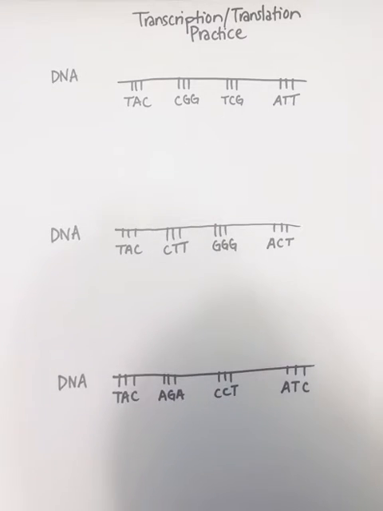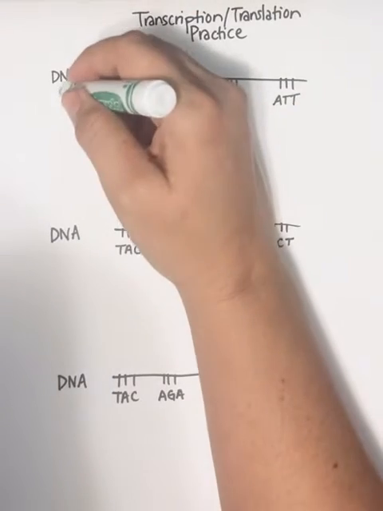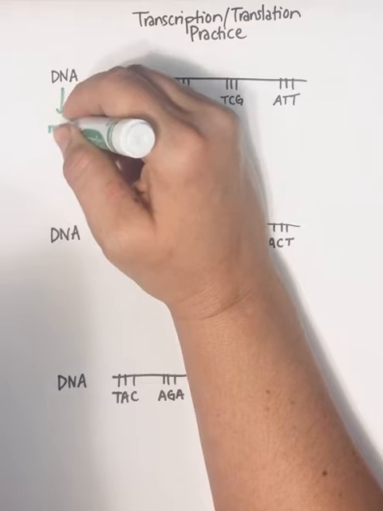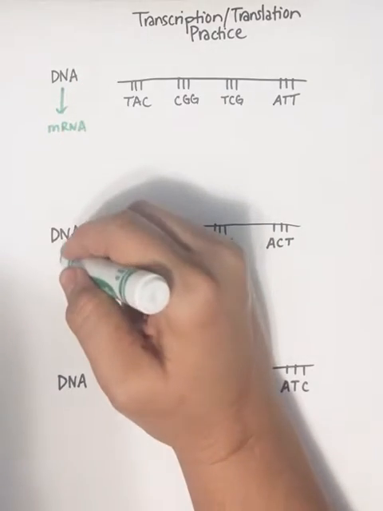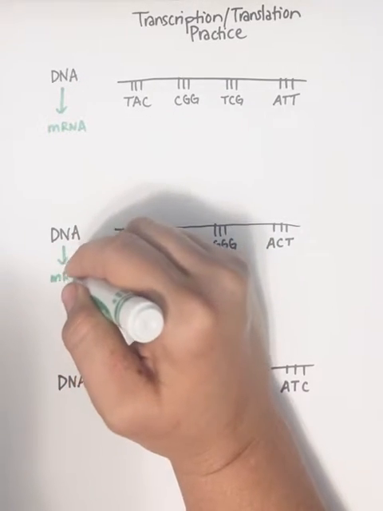All right, this is going to be transcription translation practice. So what's always given to you is DNA. So DNA to mRNA is going to be transcription. The very first thing that you need to know how to do is figure out your mRNA, transcription. So we have 3 different ways that we can do this, and I'm just writing them out.